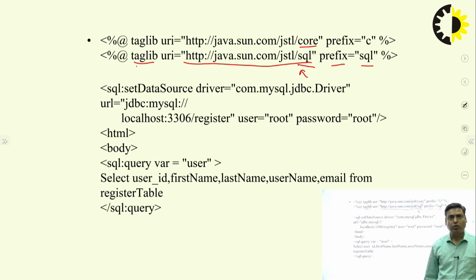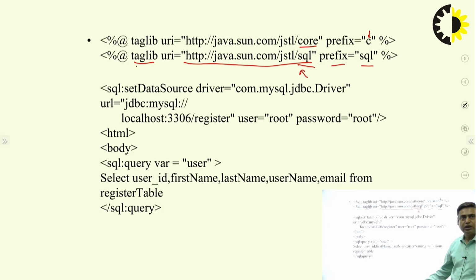Whenever you are using the core library, we have given the prefix c. So here you can see if you are using sql, then we are using this SQL library. It is basically used for database connectivity. When we are using c, then we are using the core library of JSP. Some important control statements are available for processing of the data.